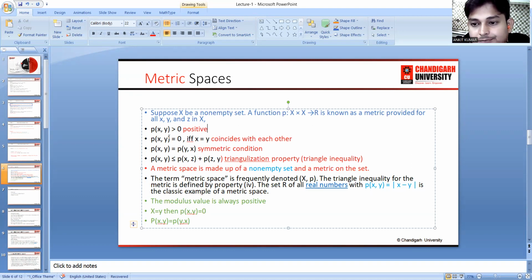First, positiveness: the distance between two points is positive. Second, P of X comma Y is equal to 0 if and only if X is equal to Y. If the two points coincide with each other, then the distance between them is 0. Third is the symmetric property, in which we observe that the distance P of X comma Y is the same as P of Y comma X. And the fourth property is the triangle inequality.